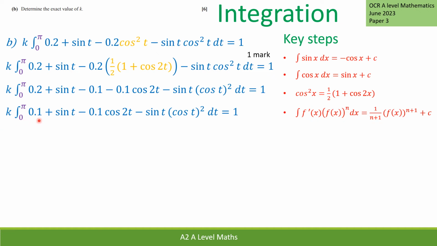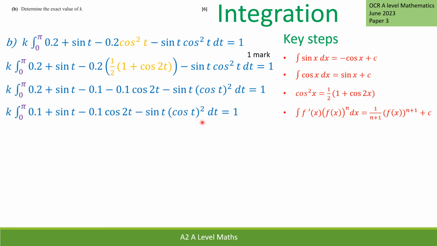Now 0.1 is easy to integrate, so that becomes 0.1t. We've got here the integral of sine x is equal to minus cos x, so that's nice and easy to integrate. The integral of minus 0.1 cos 2t, so we know cos x integrates to sine x. Remember, when you've got a value in front of the t, you have to divide by the differential of what's after this. So the differential of 2t is 2, so you're going to have to divide by 2.